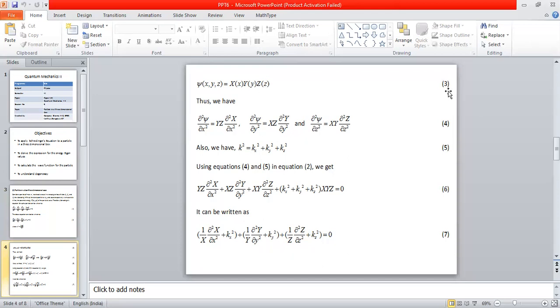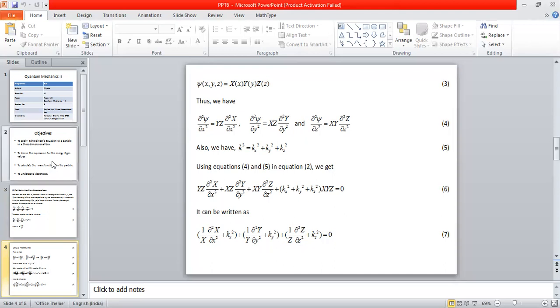Now if I differentiate this equation 3 with respect to x twice, then I'm going to get ∂²ψ/∂x² = YZ ∂²X/∂x². Since Y and Z are functions of y and z, they have to be treated like constants, so they need not be differentiated. Similarly, we get the second term, ∂²ψ/∂y² = XZ ∂²Y/∂y², and ∂²ψ/∂z² = XY ∂²Z/∂z². This is what we call equation 4. This is a simple differentiation, so we are getting three different terms.